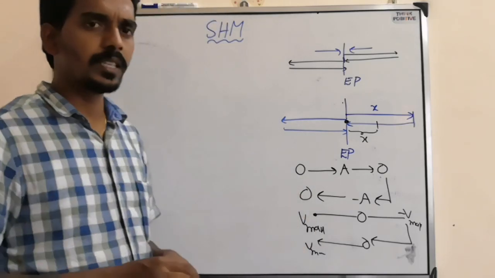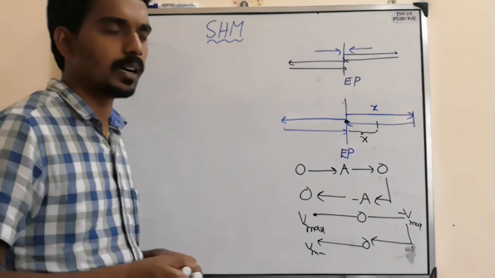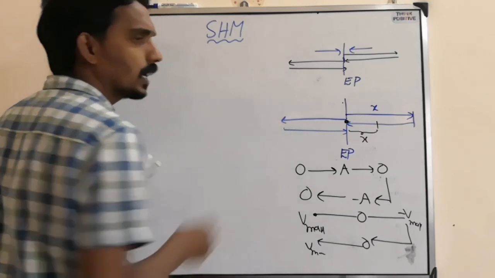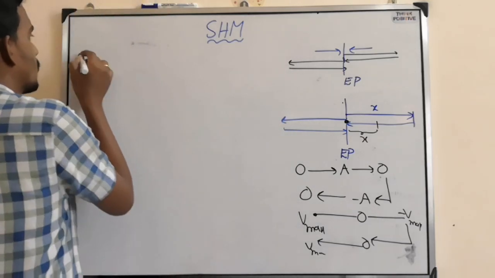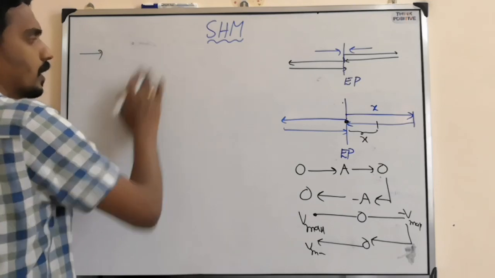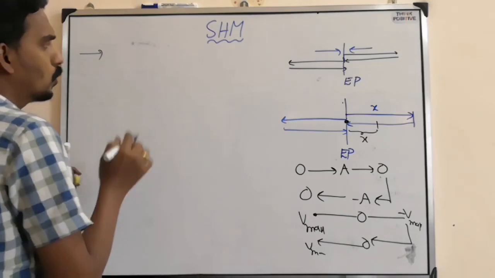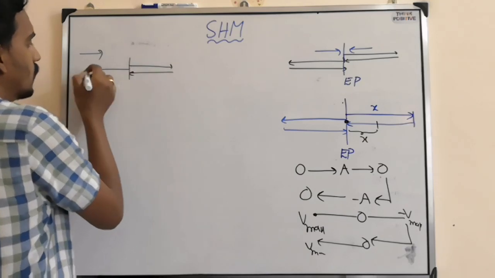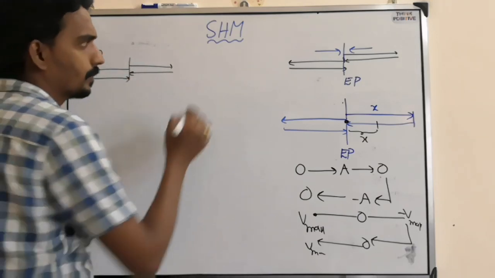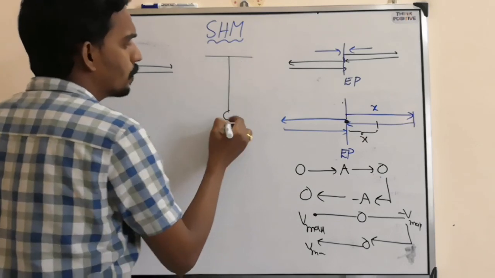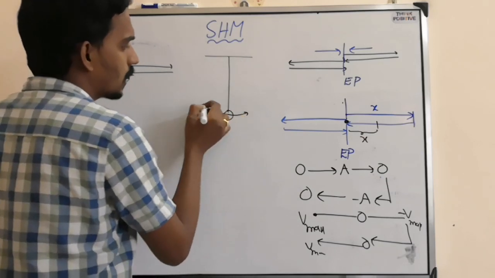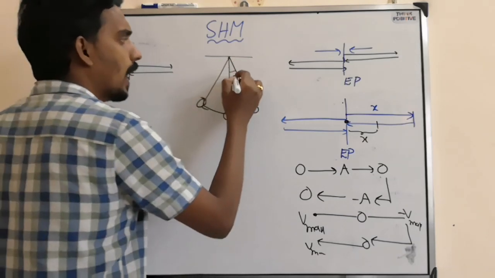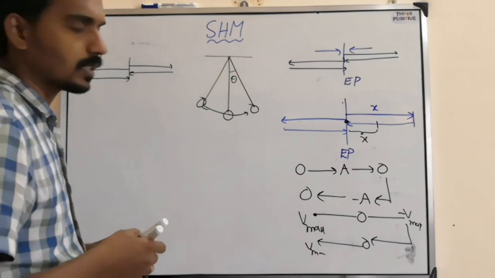And how they change, for that they have given one equation. There is one condition for every particle in SHM, whether you consider linear SHM or angular SHM. There are two types of SHM. If the particle is moving like this, it is called linear SHM. Or if you take a simple pendulum and displace it slightly, it will oscillate like this. Then it is called angular SHM.